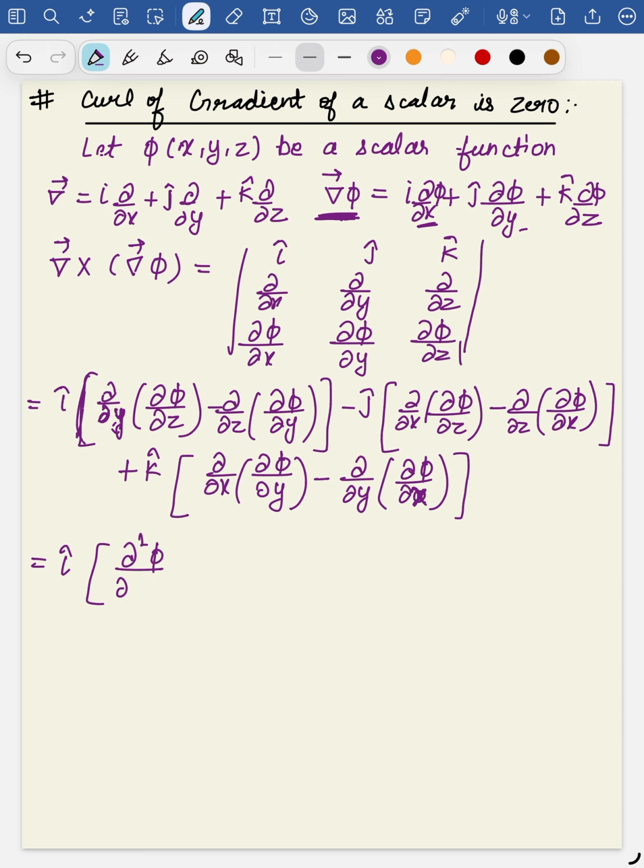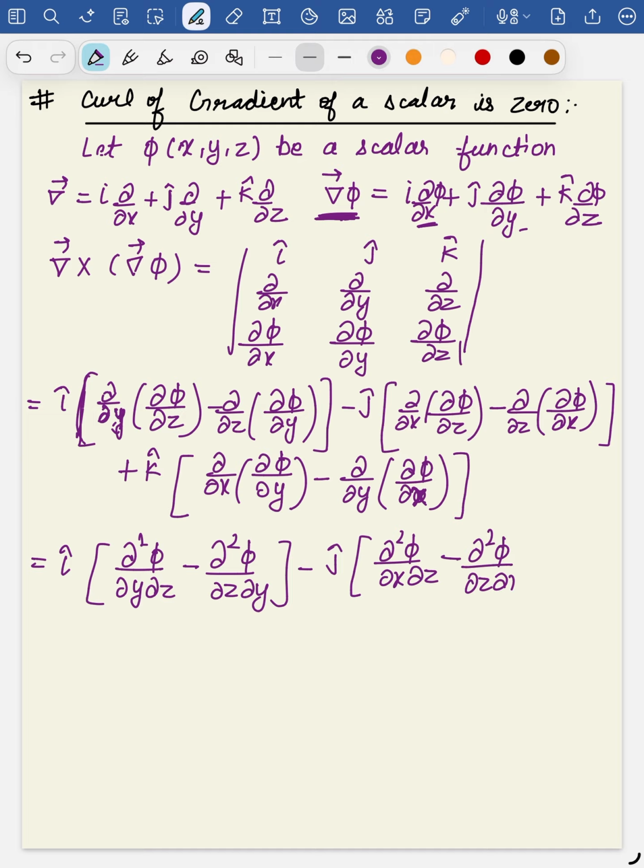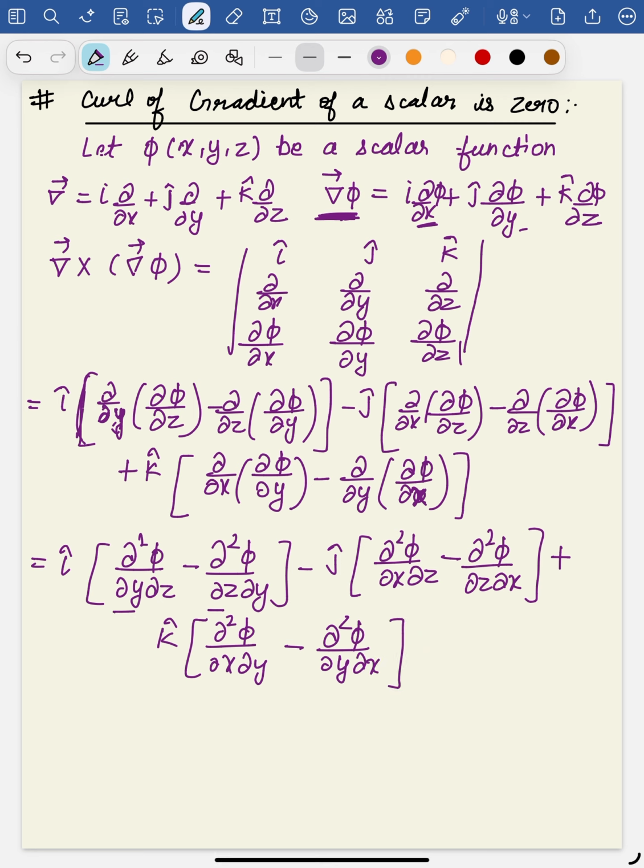Del square phi by del y del z minus del square phi by del z del y, minus j cap (del square phi by del x del z minus del square phi by del z del x), plus k cap (del square phi by del x del y minus del square phi by del y del x). So here as the values are the same, they will cancel out. And finally we get the answer 0.